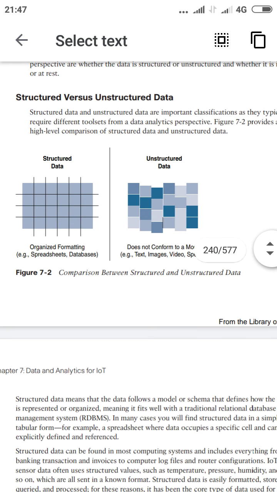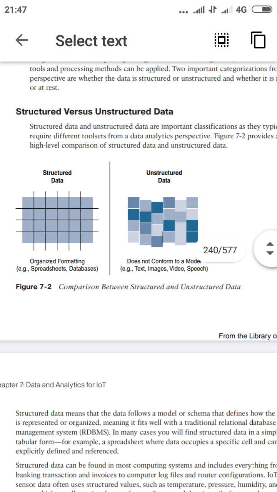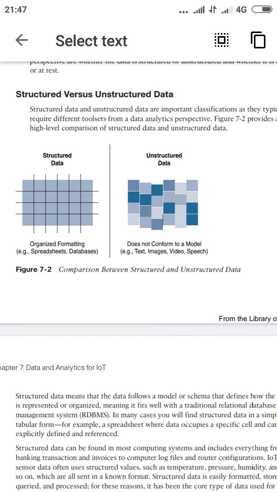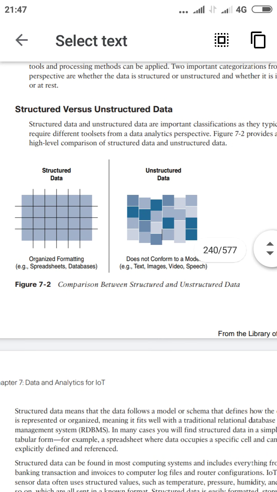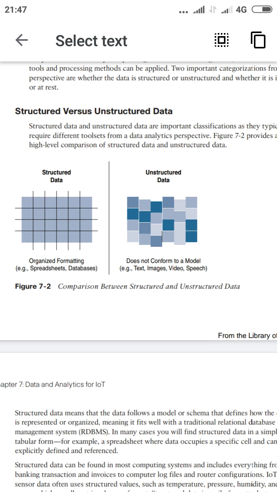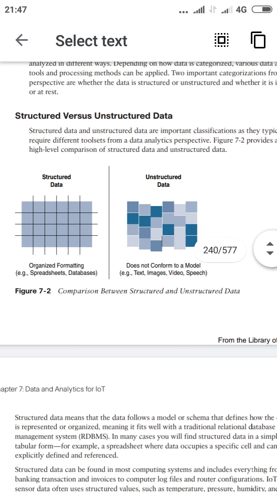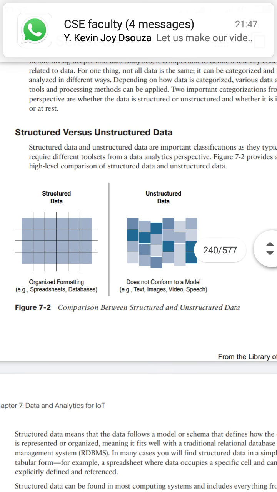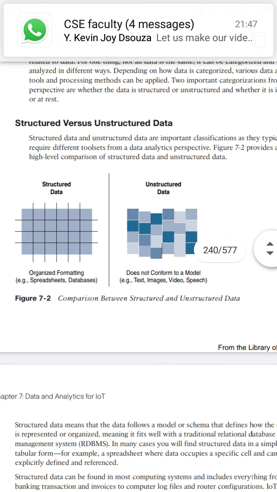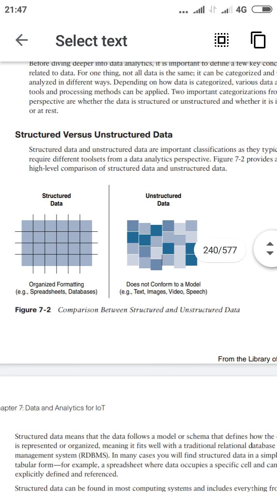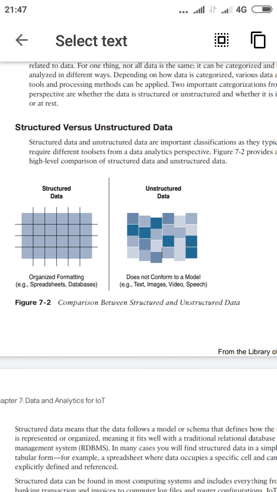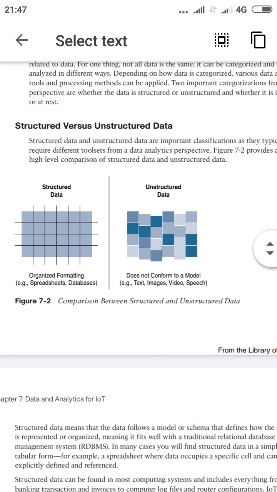Some data has proper syntax, which is structured data, but some data does not have any proper syntax, and that is what we call unstructured data. As I said already, structured data follows a model or schema that defines how the data is represented or organized, meaning it fits well with the traditional relational database management system that you already studied. Structured data can be found in most computing systems and includes everything from banking transactions and invoices to computer log files and router configurations.